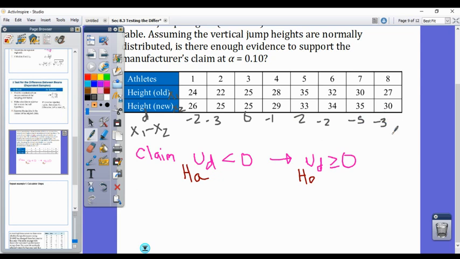And I'm going to need the sum of that. So I'm going to go ahead and calculate the sum by adding them all together. And I'm going to get -14.